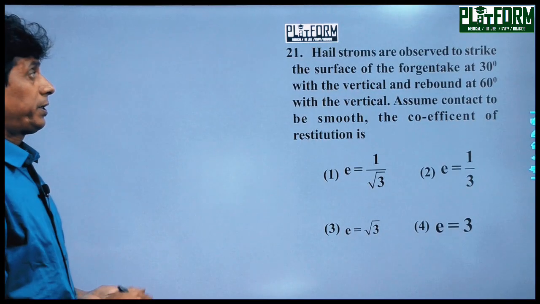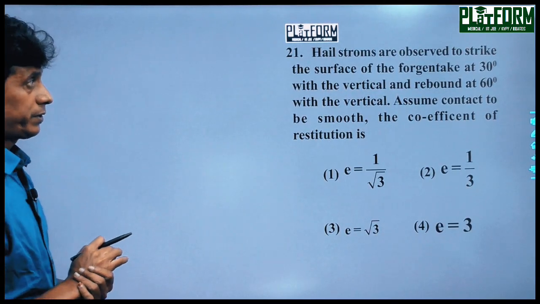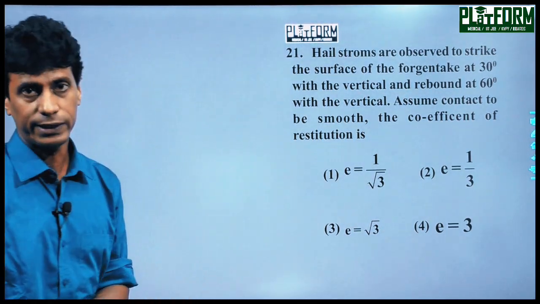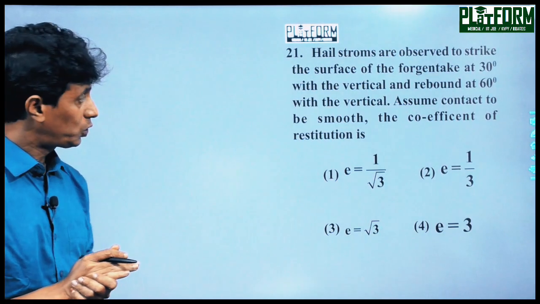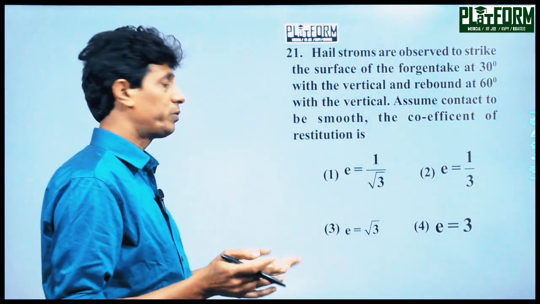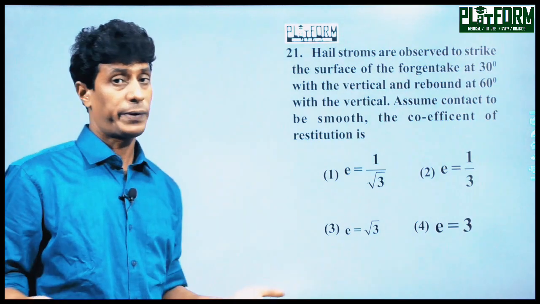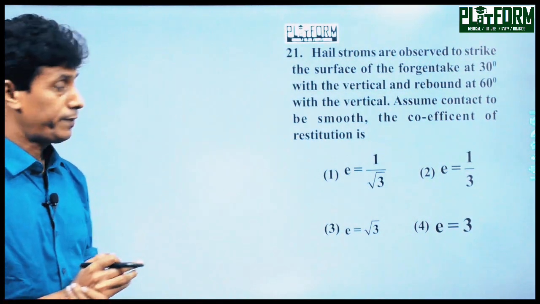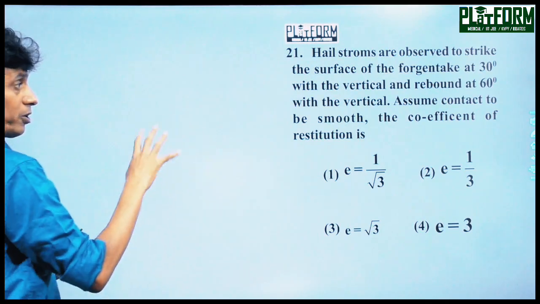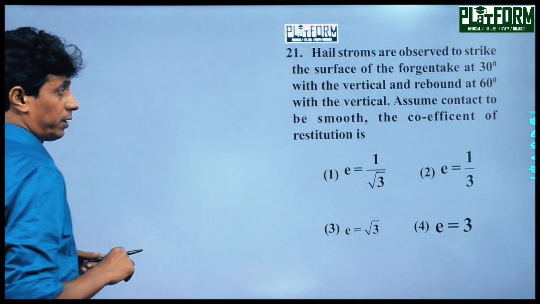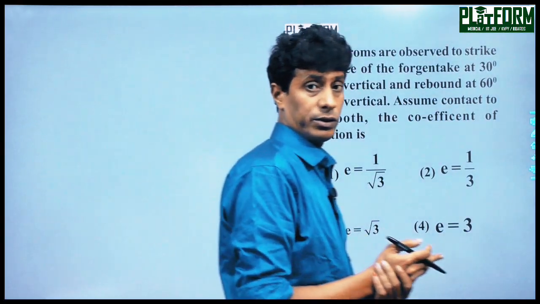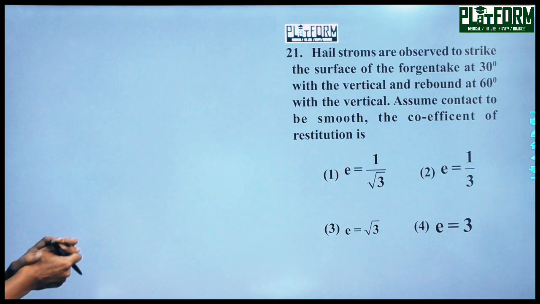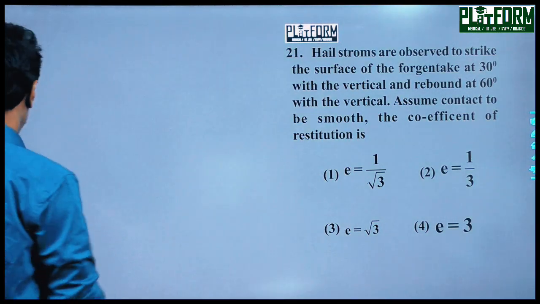Next question, question number 21. Hailstones are observed to strike the surface of a frozen lake at 30 degree with the vertical and rebound at 60 degree with the vertical. Assume contact to be smooth. We have to find the coefficient of restitution. Before solving this problem, I will discuss the theoretical background of collision, particularly for this type of problem.